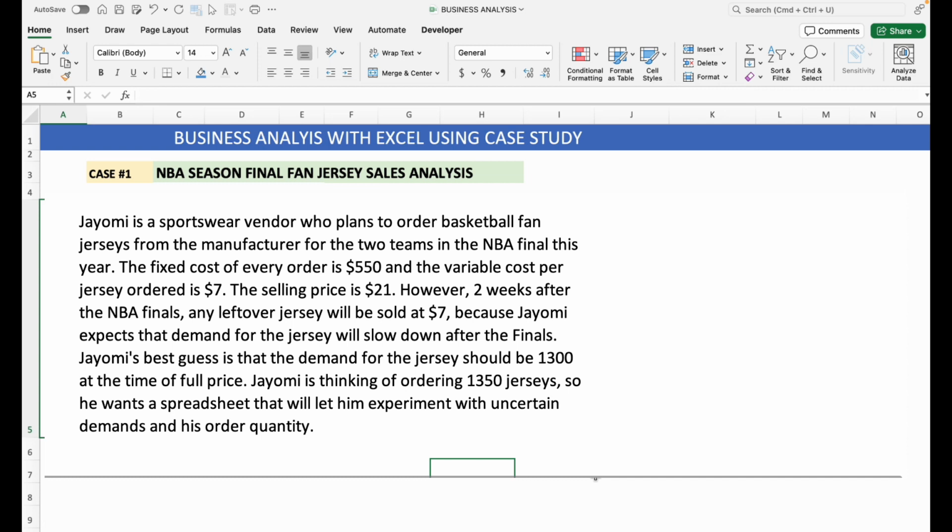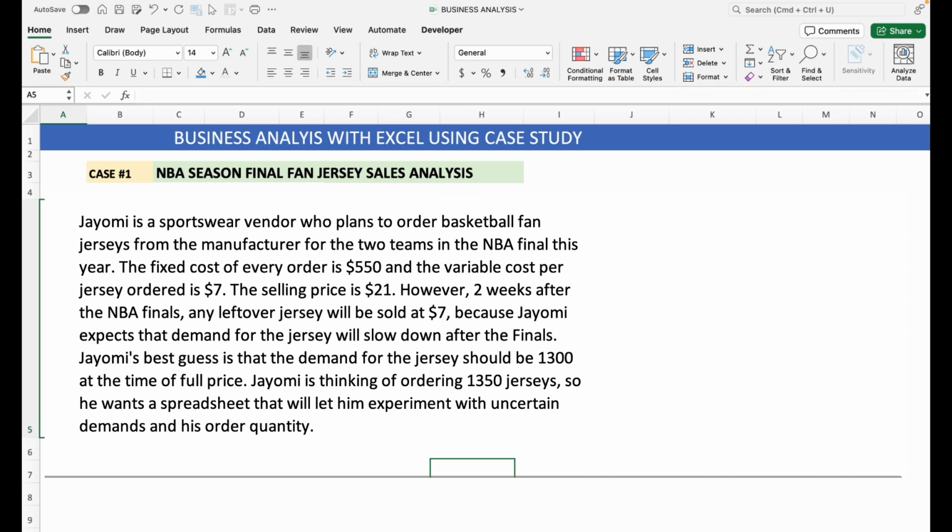Jayomi is a sportswear vendor who plans to order basketball fans' jerseys from the manufacturer for the two teams in the NBA finals this year. The fixed cost of every order is $550, and the variable cost per jersey ordered is $10. The selling price is $21. However, 2 weeks after the NBA finals, any leftover jersey will be sold at $7, because Jayomi expects that demand for the jersey will slow down after the finals.